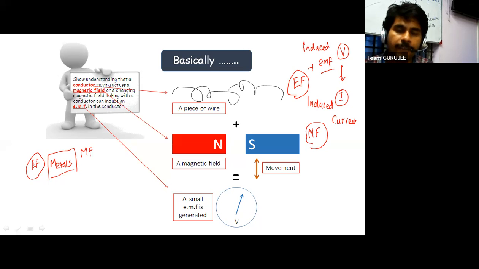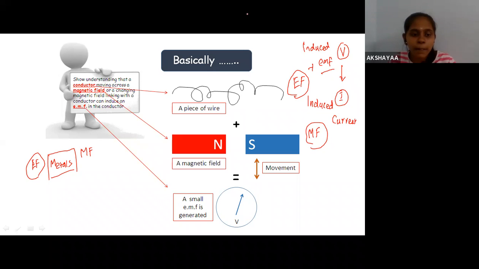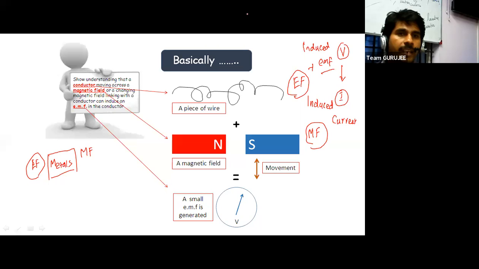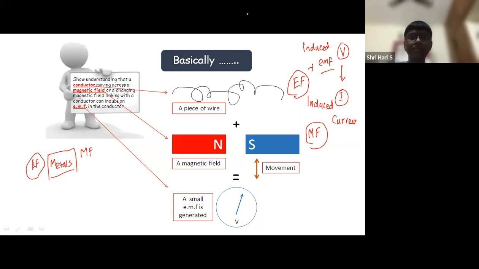So the definition is mainly the phenomenon of producing induced EMF by changing the magnetic field linked with the conductor. This principle is known as electromagnetic induction. Is it clear for all students? Akshaya, is it clear? Yes, sir. Able to understand? Yes, sir. Srihari? Understood, sir.